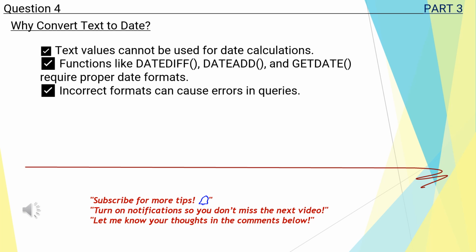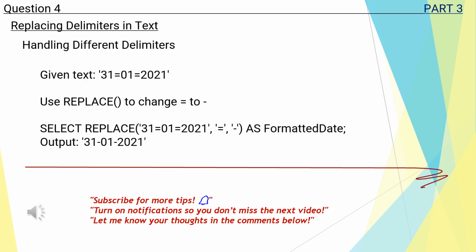Why do we need to convert text to a date format? SQL treats text as a string, which means we can't use it in date calculations. Functions like DATEDIFF or DATEADD require valid date formats. Converting text to a date format ensures accurate results in queries.